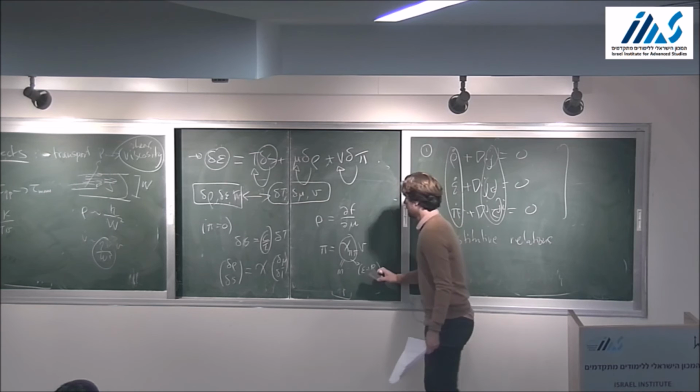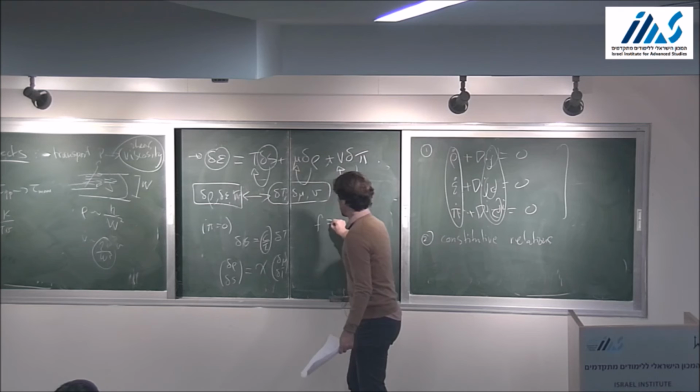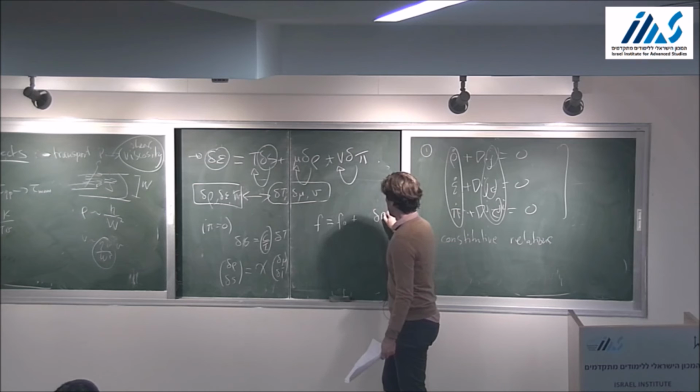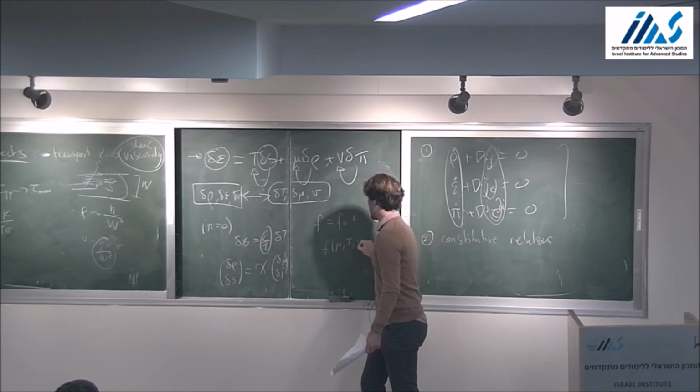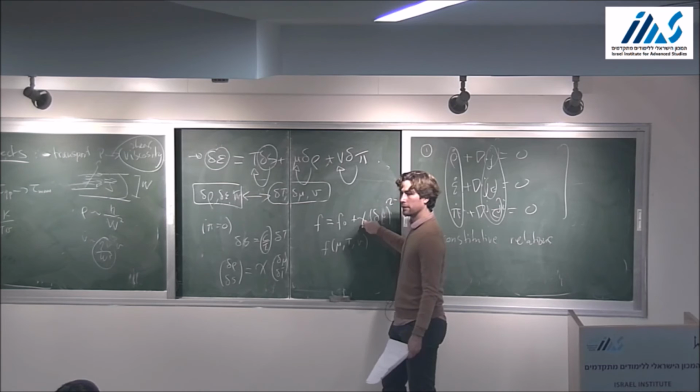So what you have in your mind is that the free energy is some equilibrium value, and then when you perturb it away from equilibrium, it's quadratic. Remember, the free energy is a function of the sources mu, T, and v, and so there's a quadratic term, and the coefficient of that is this susceptibility, and that relates fluctuations of the charge to fluctuations of the chemical potential.